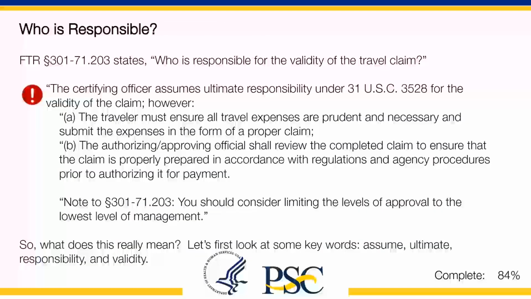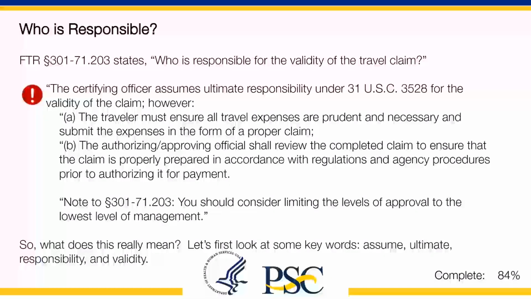FTR Section 301-71.203 states, who is responsible for the validity of the travel claim. The certifying officer assumes ultimate responsibility under 31 U.S.C. 3528 for the validity of the claim, however.